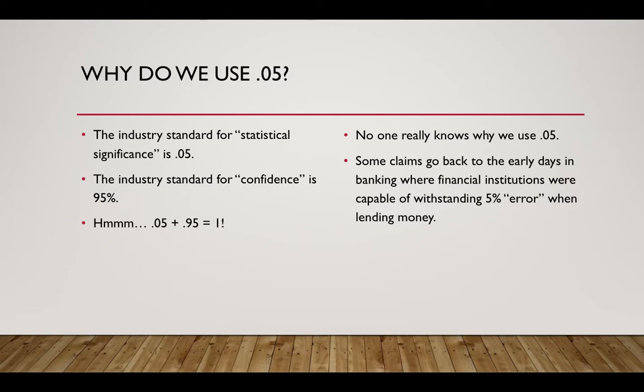Is there any reason for that? Yes, there actually is, and we'll talk about that later in the class. But it's been kind of a mystery to a lot of people. Why is the industry standard 0.05? A lot of people say that it goes back to banking, and many moons ago, financial institutions were able to withstand a 5% error of lending money.